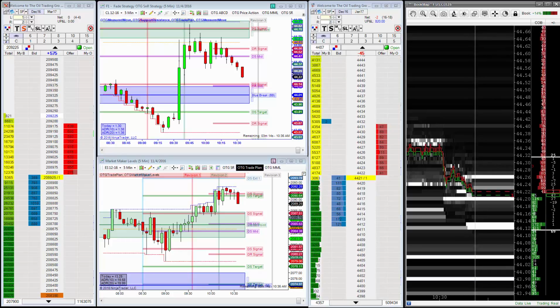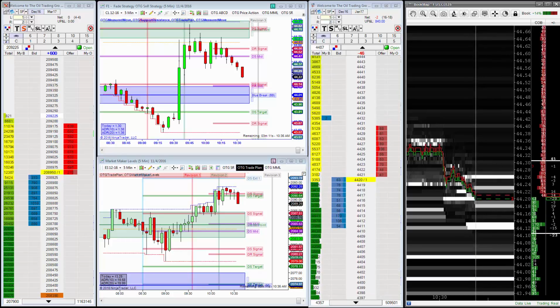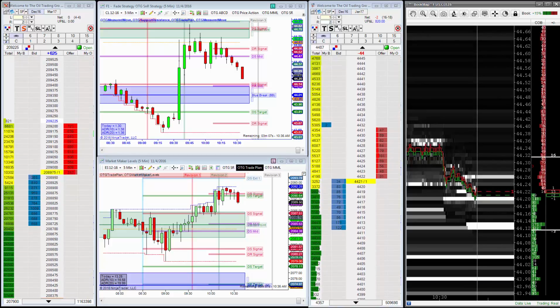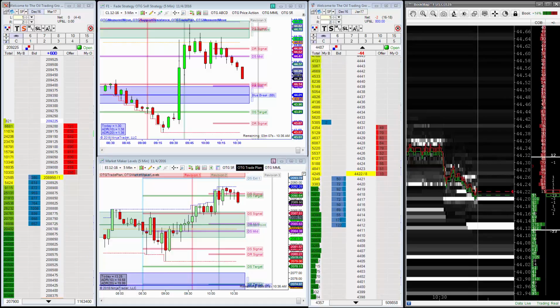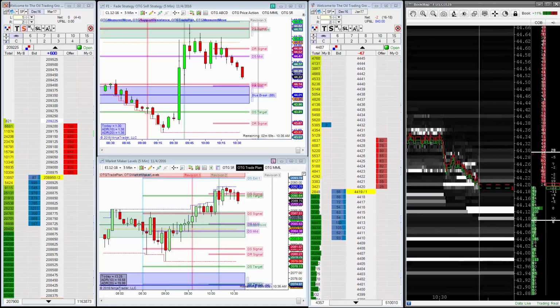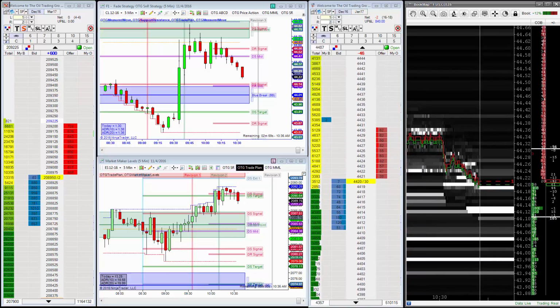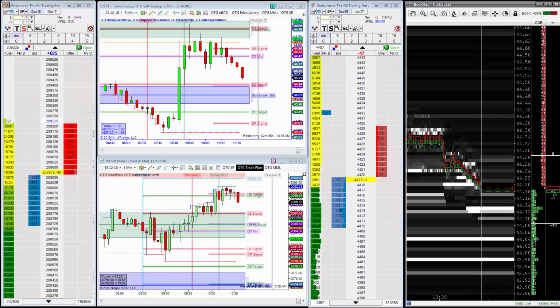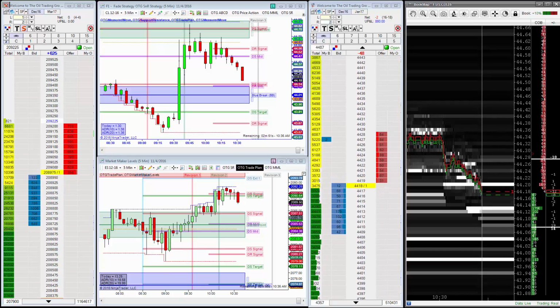There's 21. Let's go 20, 19, 18. 136 long at 20. You just got hit the 20 level. Okay, there's your 20. 44 even is the target. There's 19, 18. Okay, we've got to get through 12. You've got liquidity at 13 and 12. Bring the trail stop down to 27 here.